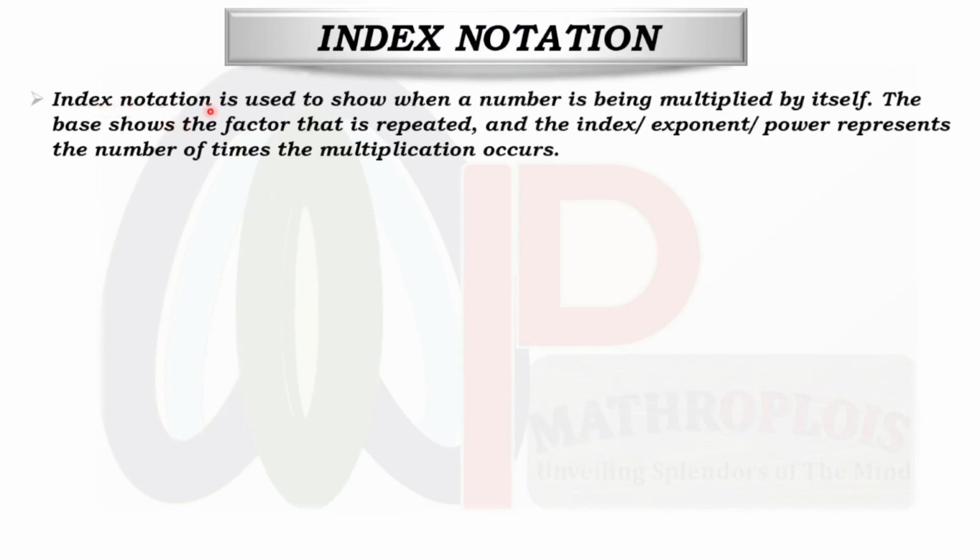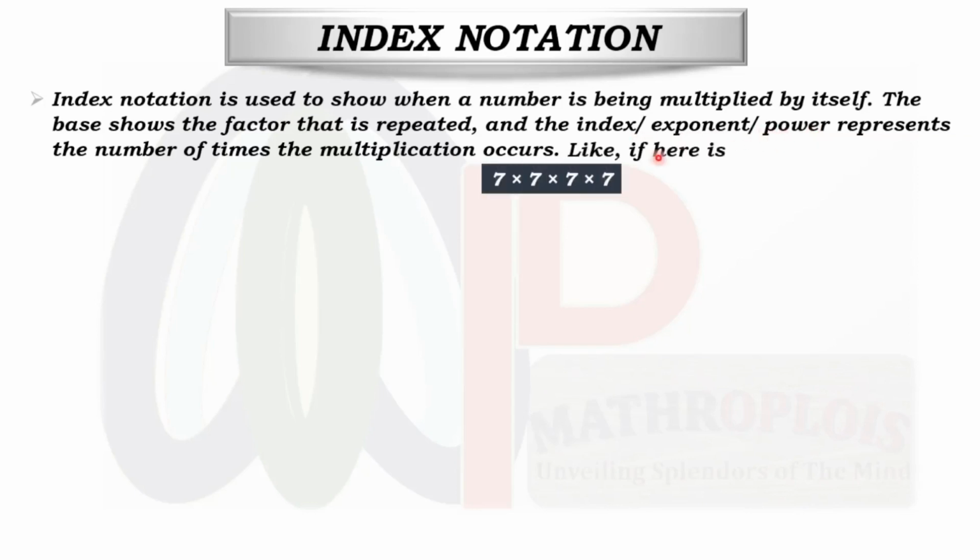Index notation is used to show when a number is being multiplied by itself. The base shows the factor that is repeated, and the index, exponent, or power represents the number of times the multiplication occurs. Please don't be confused between index, exponent, or power, as they refer to the same concept.